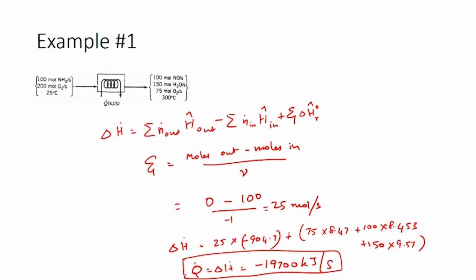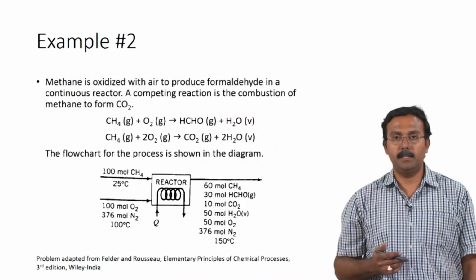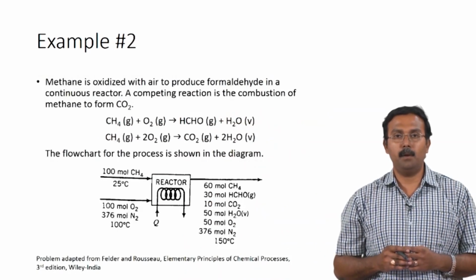Let us look at one more example where we would actually be using the heat of formation method, because there are going to be two reactions which are happening simultaneously, and the heats of reaction have not been explicitly given. So, we would use the heat of formation method. So, here is the example problem.